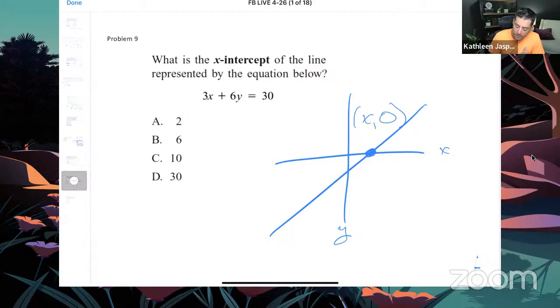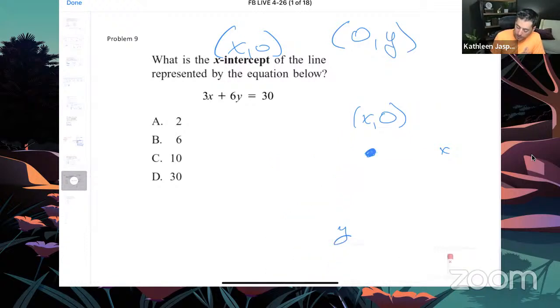Now, why is that 0 there? It's because you go over, right? We always go left or right, and then we go up or down when we're plotting a point. So I don't go up because I have to stay on this line. That's why y equals 0. So to find the x-intercept, it's just x, comma, 0. If I wanted the y-intercept, it would be opposite: 0, comma, y. Does that make sense? Okay. So just a quick lesson on that.